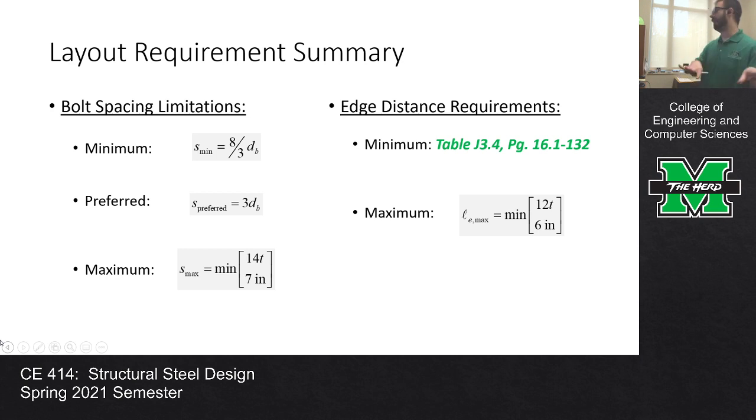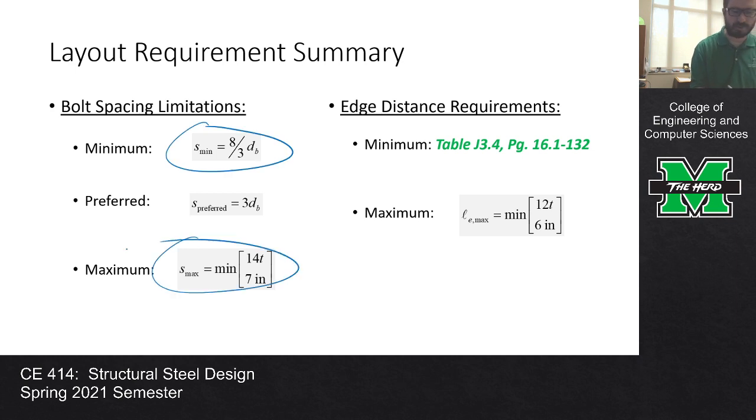So here I put a nice little slide. This is a summary of all of the layout requirements. For bolt spacing limitations, we have a minimum spacing, a maximum spacing, but there's also a preferred spacing. When we're assessing a connection to see whether or not it meets the spec, we're going off of minimum and maximum, because the preferred one is just a user's note on the side. It's not actually code spec. The minimum and maximum are what you're checking, seeing whether our spacing falls in between those two.